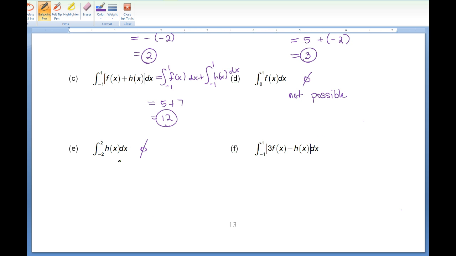How about the next one? This one's kind of like C, except that we have a 3 in front of f of x and a subtraction, so it's just like distributing. It's just 3 f of x. So it would be like pulling the 3 out of the first part. And then it's subtracting just the area under the curve of h of x dx. So 3 times 5 minus 7. Okay, yep, that wasn't too bad.